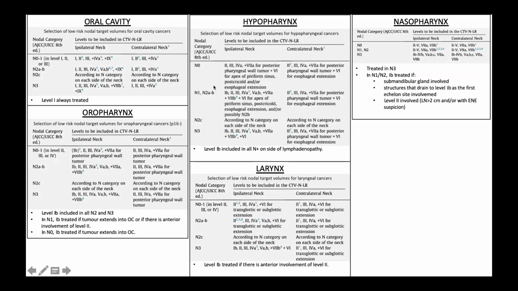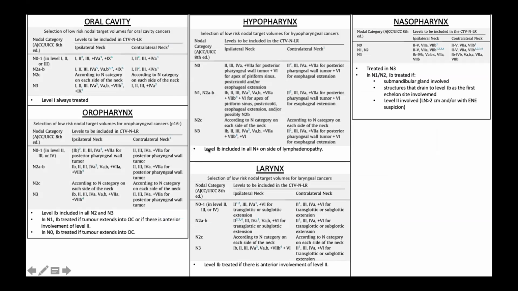So you always treat level 1. In case of oropharynx, level 1B is included in cases of all patients with multiple nodes or nodes more than 3 centimeters in size. In N1, 1B is treated only if the tumor extends into the oral cavity, because then, even though it's an oropharynx tumor, the involvement of the oral cavity portends higher risk of level 1 metastasis. If there is N0, 1B is treated if tumor extends into the oral cavity.